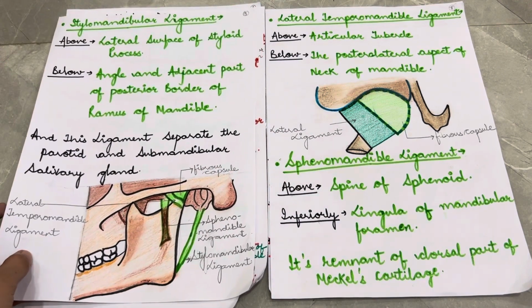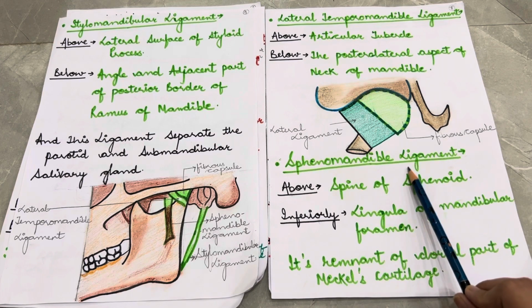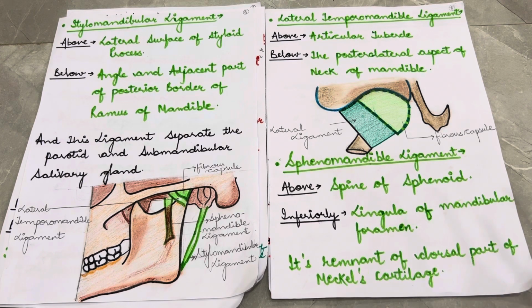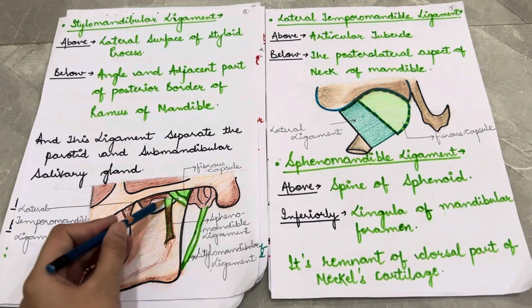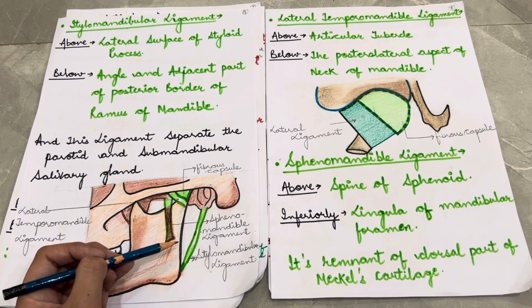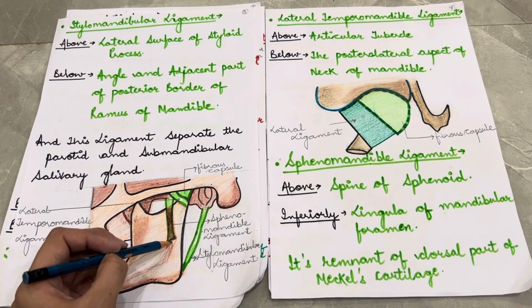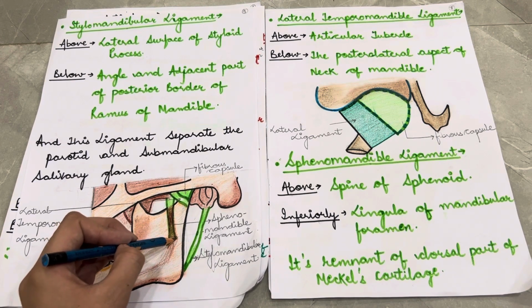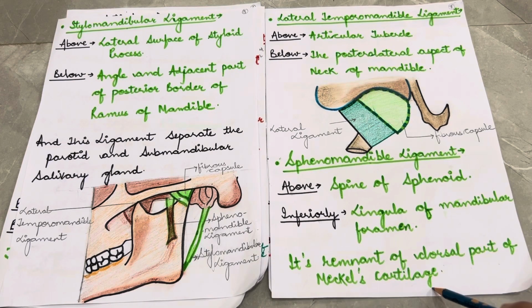Next is the sphenomandibular ligament. The sphenomandibular ligament and the stylomandibular ligament are both accessory ligaments. It is attached above to the spine of the sphenoid. As you can see here, behind it there is the pterygoid process. It is attached to the spine of the sphenoid, and below to the lingula of the mandibular foramen on the ramus of the mandible. It is a remnant of the dorsal part of Meckel's cartilage.